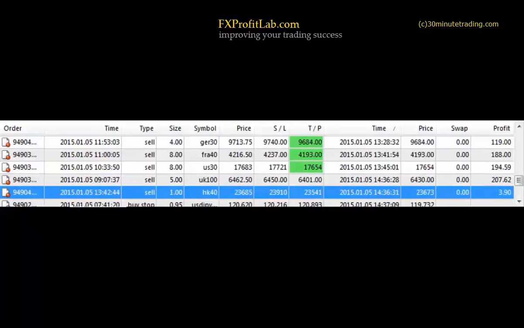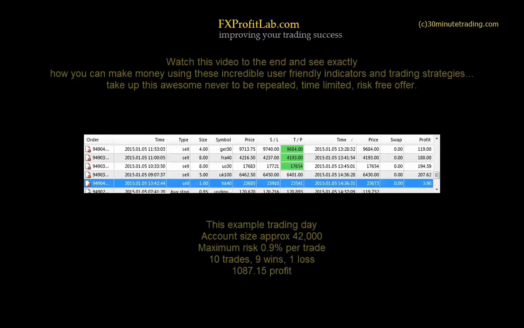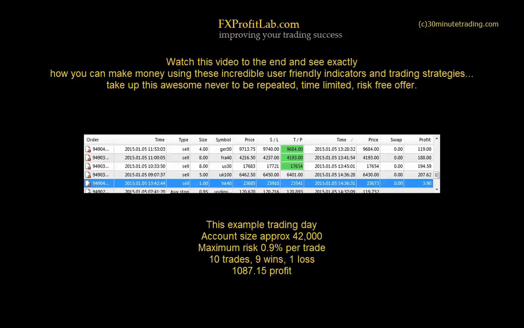And I closed off the waiting stop on the US dollar yen. This was made on an account with approximately $42,000 in it. It was 10 trades, 1 loss, and it made $1,087.15.